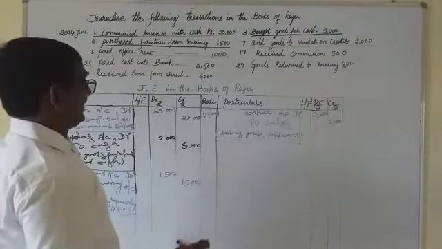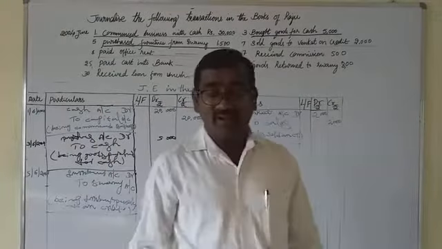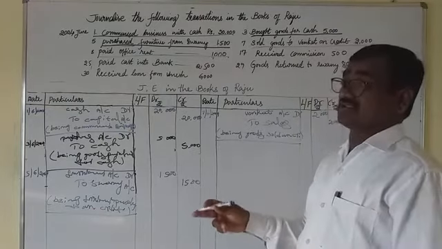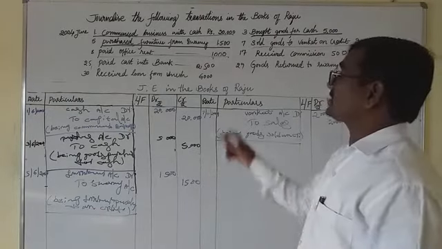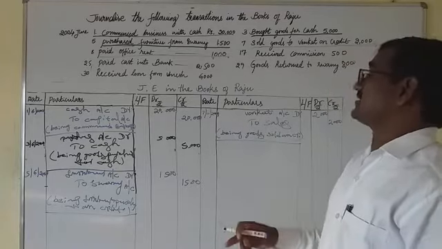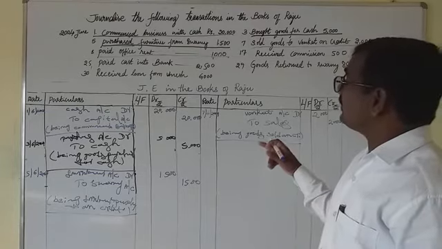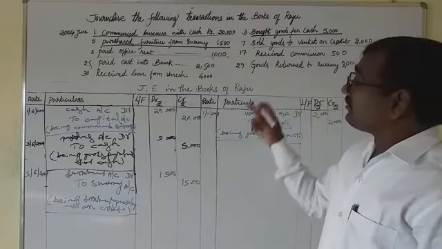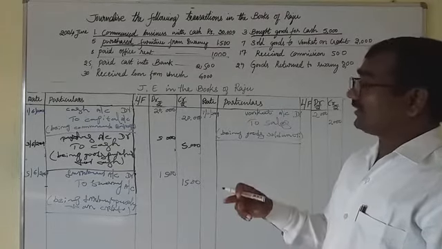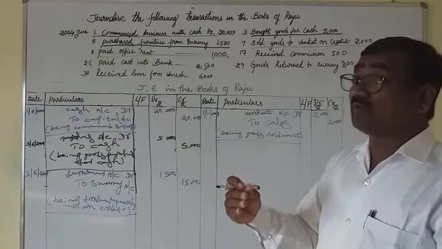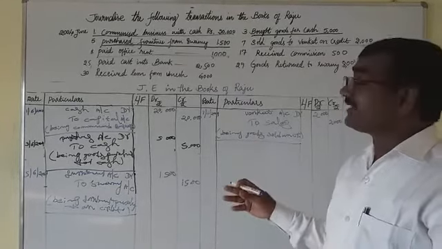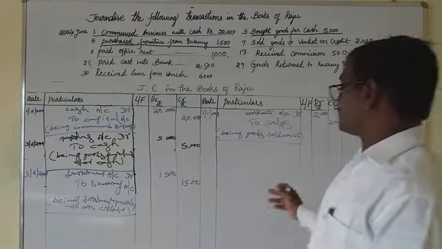Paid office rent 1000. Debit all expenses and losses according to nominal account rules. Apply the rules in this transaction. Paid office rent is an expense, so office rent account debtor. We paid the office rent in the form of cash, so according to real account rules, debit what comes in, credit what goes out. What goes out? Cash goes out. So office rent account debtor to cash account.